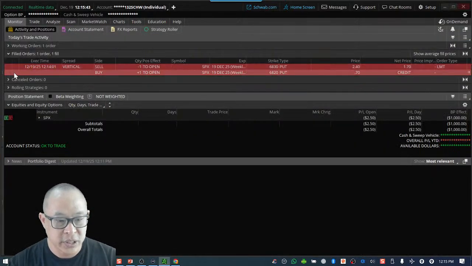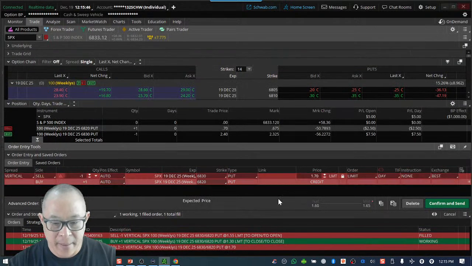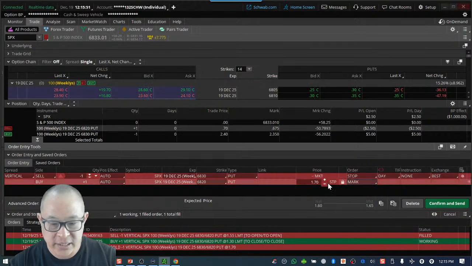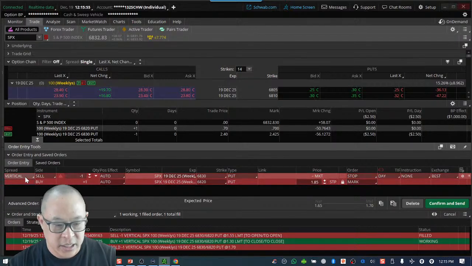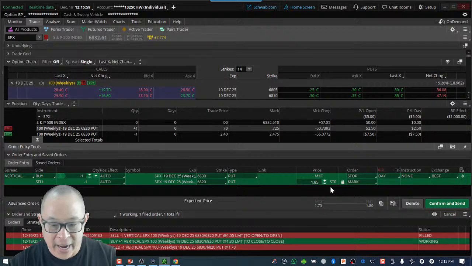Or what I could do here is go in here and create a duplicate order and say, I'm going to buy this if it gets past my certain price. So this, I'm going to sell, oops, actually, this is going to be buy to close, create opposite order, because I'm going to buy this at a stop price, right? So this is limiting my risk. I don't want to risk too much.